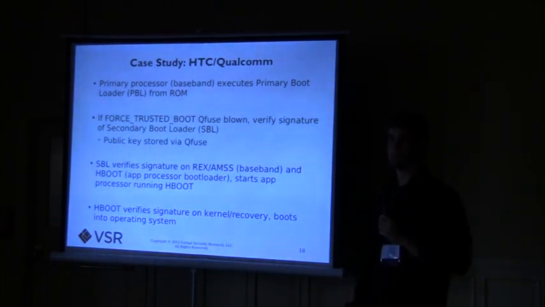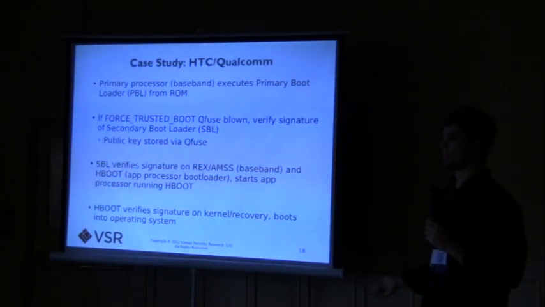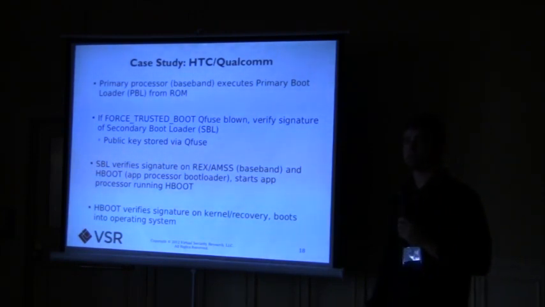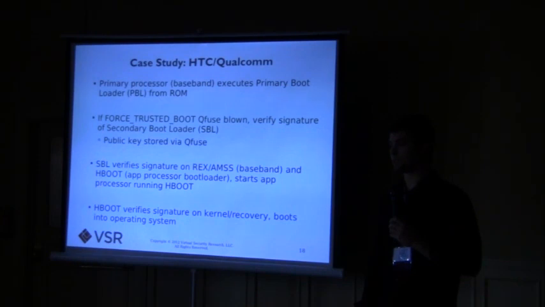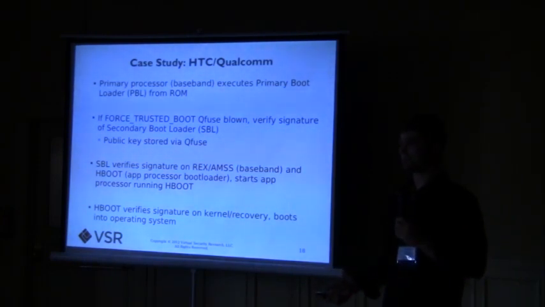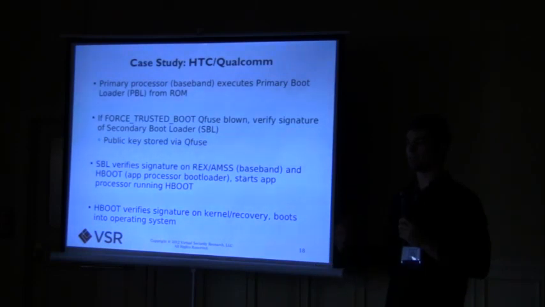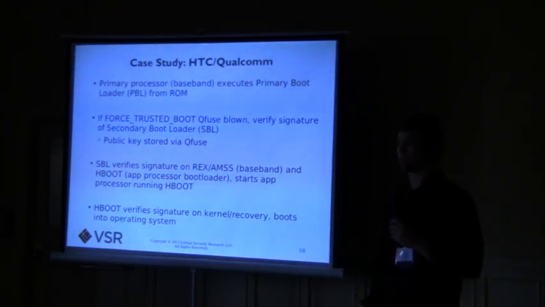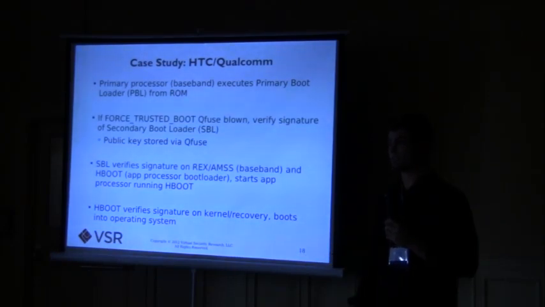Just another example of how this works in practice is on HTC phones running more recent Qualcomm Snapdragon chipsets. The primary processor, which on these chipsets is the baseband processor, executes the PBL, which is the primary bootloader, from ROM, and then it checks a Q fuse, which is another programmable hardware fuse, for this force trusted boot setting. If that's set, it knows we need to enforce this signature chain, and it does basically the same thing. It loads a public key that's in the Q fuses, and then verifies the signature on the secondary bootloader, and then starts the app processor, verifies the signature on the HBOOT, which is the next bootloader, and then that verifies the signature on the kernel and boots into the operating system.